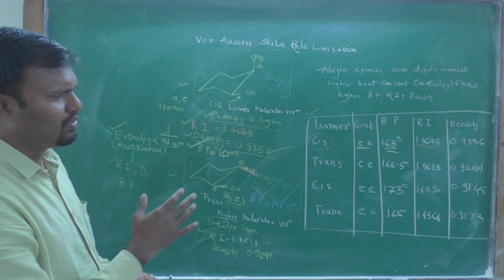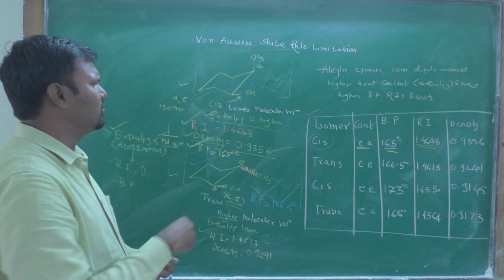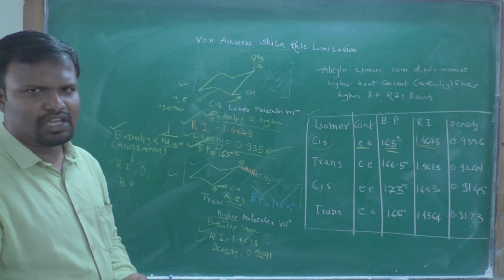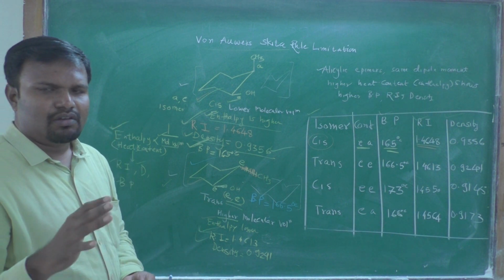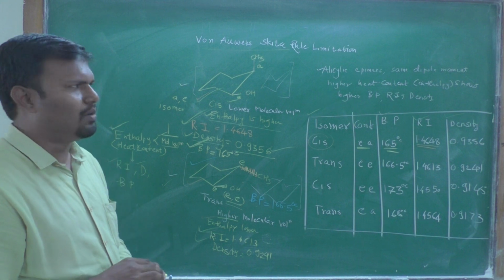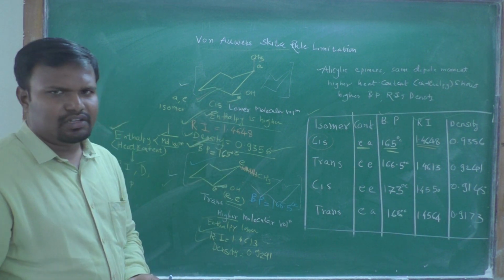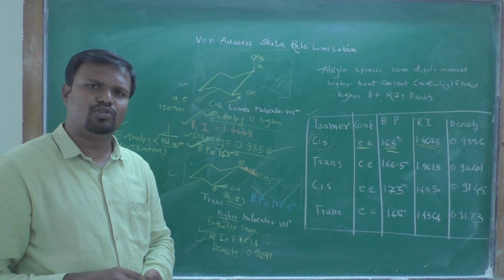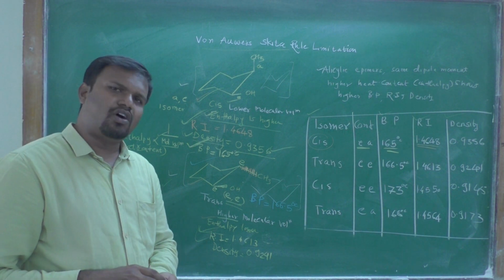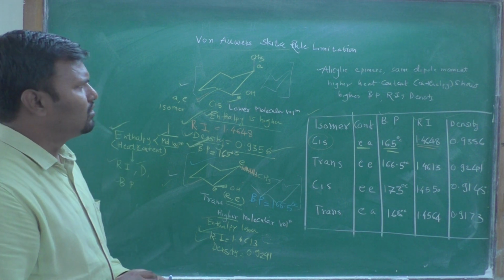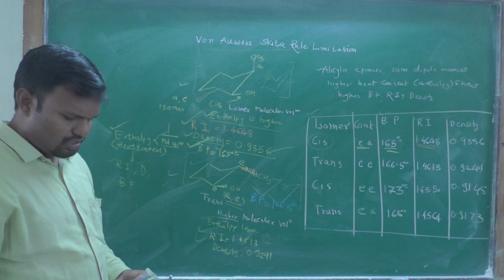All other properties, like refractive index and density, follow the von Auwers-Skita rule for these alkyl cyclohexanols and also these 2-methyl cyclohexanols. But when you consider the boiling points of alkyl cyclohexanols or 2-methyl cyclohexanols, the boiling points do not follow the von Auwers-Skita rule. This is one of the limitations of the rule.